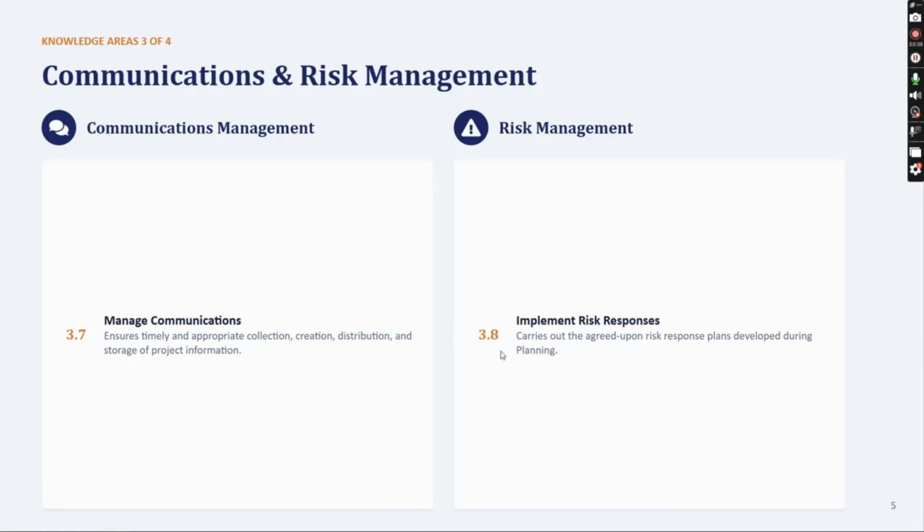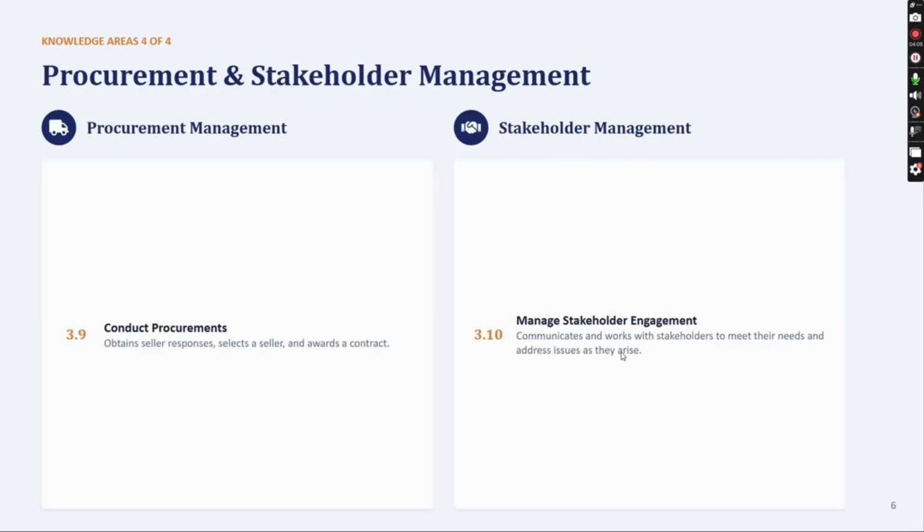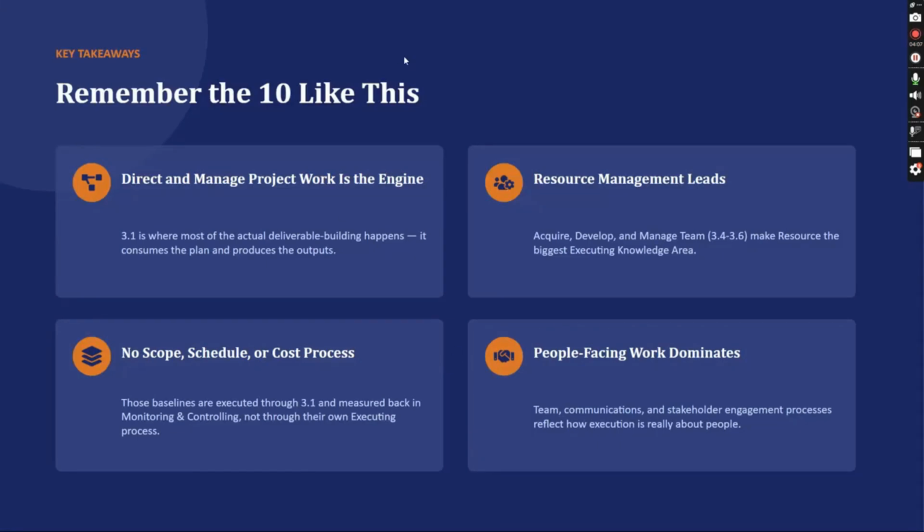Then comes risk responses. Do you remember that we have planned the risk management plan? And here we are actually implementing the risk responses. Okay, if a resource is going on leave, we have to see the alternative plan. So there comes implement risk responses, which carries out the qualitative and quantitative risk management we have seen in the last video. So that comes under here. It carries out the agreed upon risk response plans developed during planning. So these are the 10.